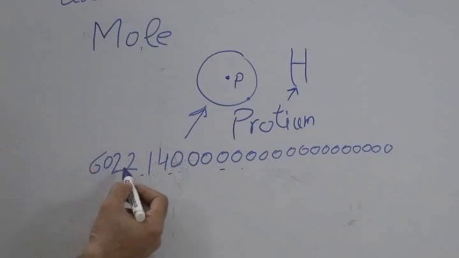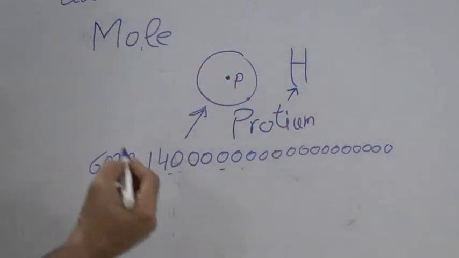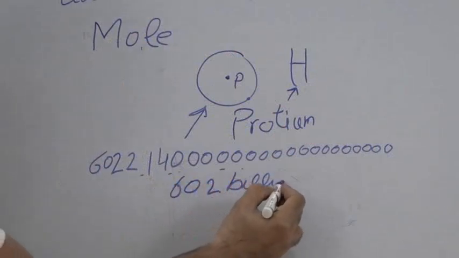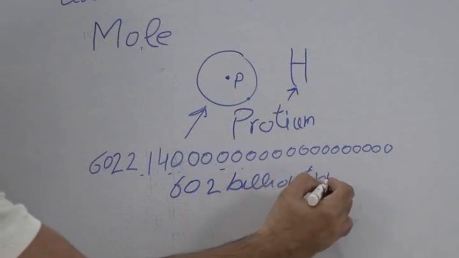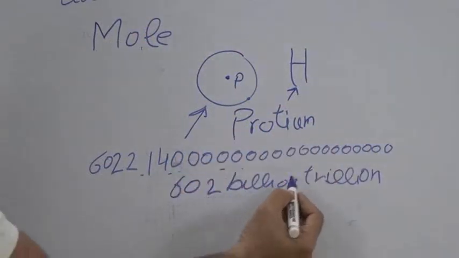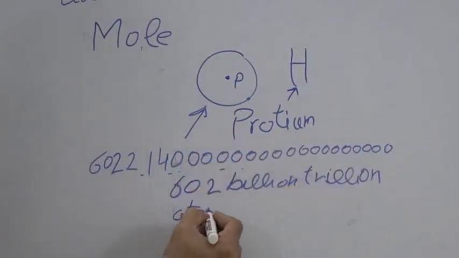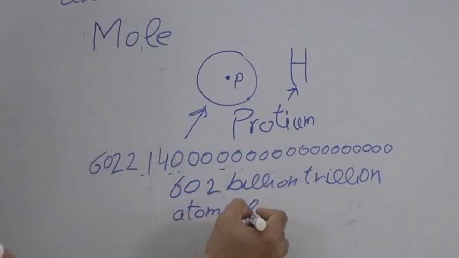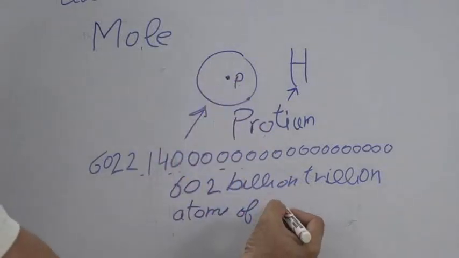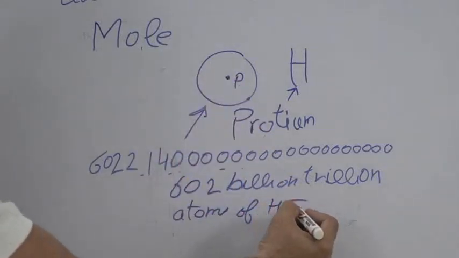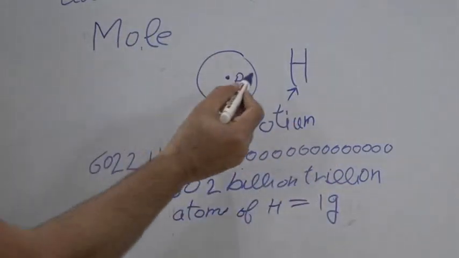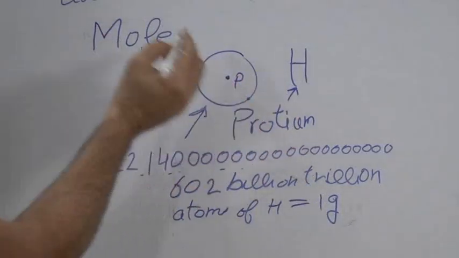This number, we can say, is 602 billion trillion. 602 billion trillion atoms of protium, the isotope of hydrogen, would weigh how much? 1 gram. This is so light an atom.